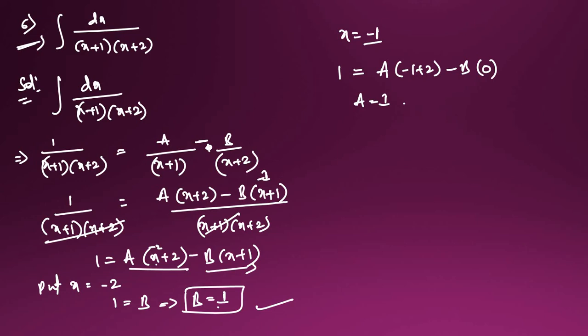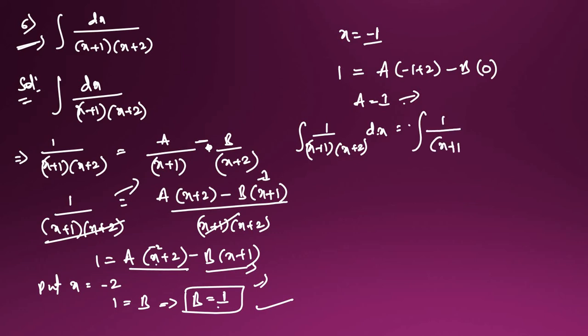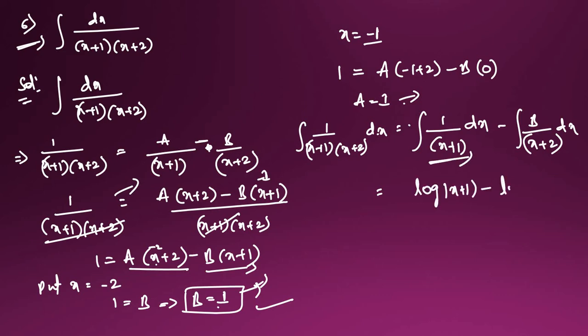So what are the values? A is equal to 1, b is equal to 1, we got 1 and 1. So we substitute in this one equation. So integral 1 by x plus 1 into x plus 2 dx is equal to integral a, I will replace a by 1, divided by x plus 1 into dx, and minus integral, here b is also 1 we got now, so b divided by x plus 2 integral dx. So this integral will become log of x plus 1, okay, minus log of x plus 2 will come, okay, plus c is the answer of this given question here.